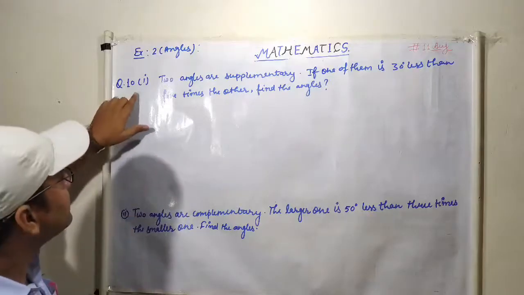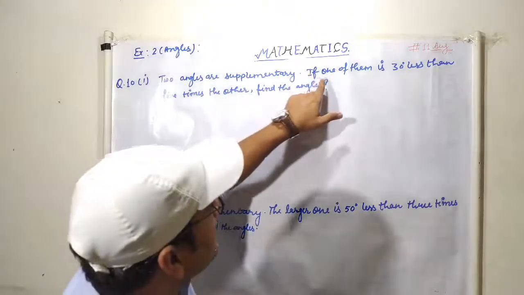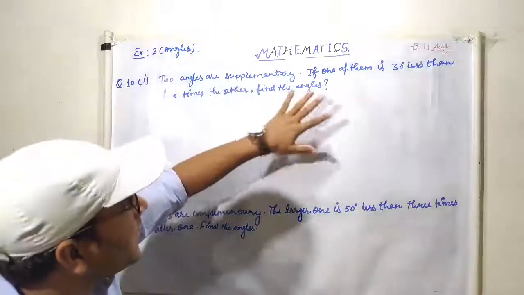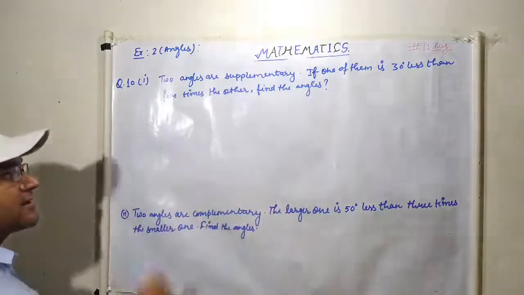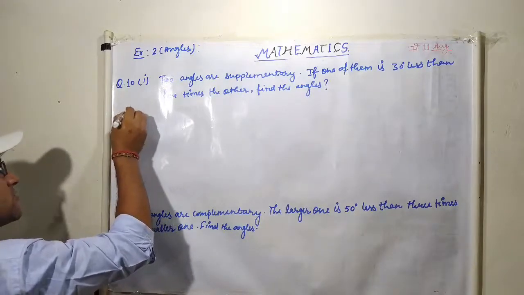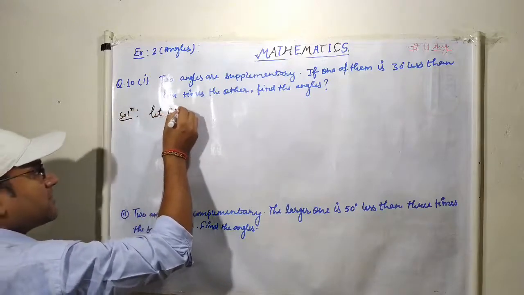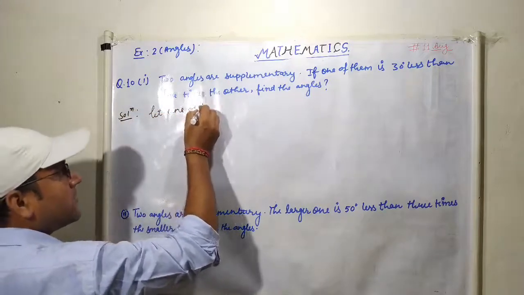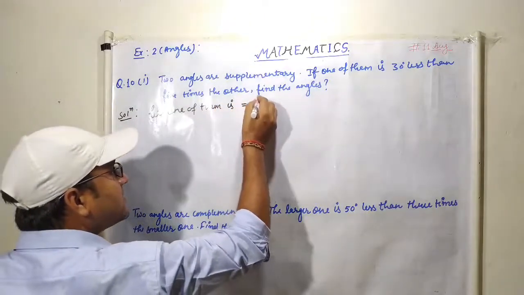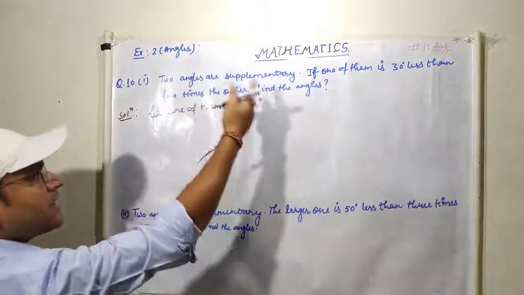Angles. Question number 10, the first one. Two angles are supplementary if one of them is 30 less than 5 times the other. Find the angles. Here two angles are given. So this is your solution. Let one of them be x degree. One of them is 30 less than 5 times the other.